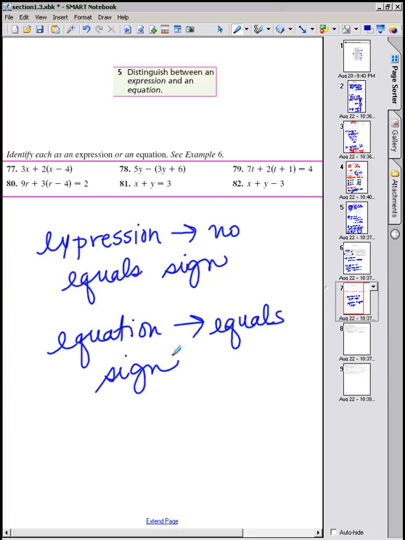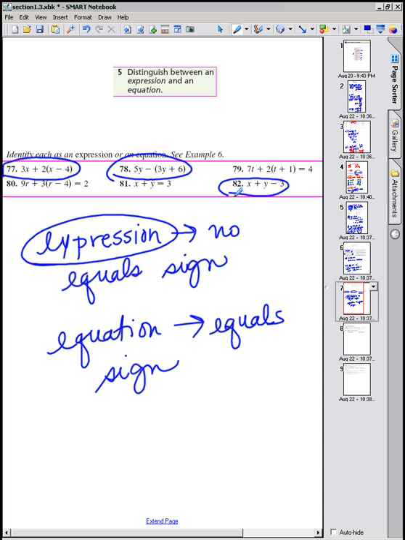Okay. So, for instance, which one of these are expressions? Well, the only expressions: number 77 has no equal sign, so it is an expression. 78 is an expression. And then 82 is an expression. Notice all the others have this equal sign, so they're equations.